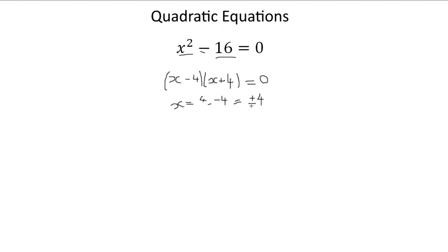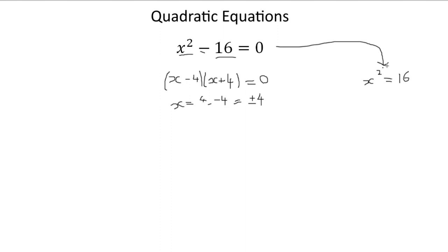Now, you can actually solve this in a different way, using standard linear equation techniques. So let's solve this a different way, real quick. Because there's no middle term here, you can actually do this. Let's move minus 16 over to the other side, so x squared is equal to 16.